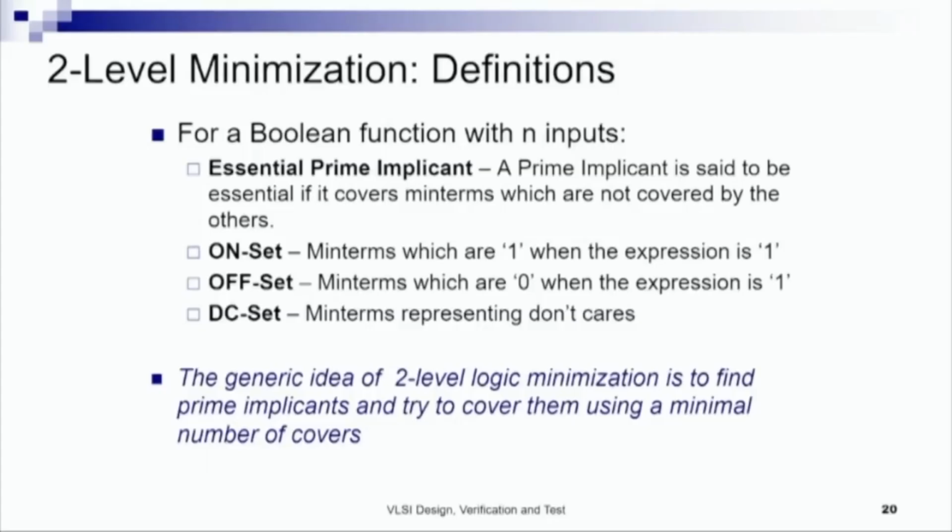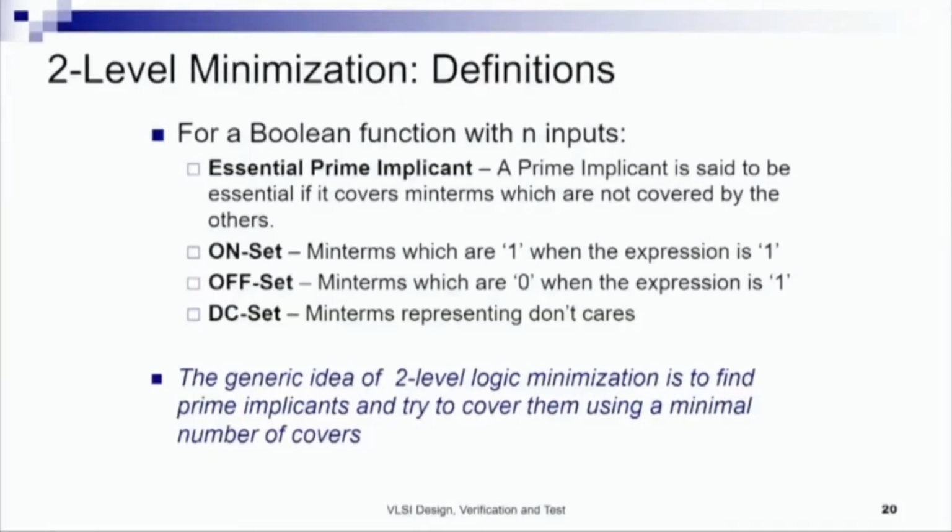Now we come to the definition of an essential prime implicant. A prime implicant is said to be essential if it covers minterms which are not covered by others. Let us consider the Karnaugh map, where we want to cover the set of ones by a set of prime implicants, and we want to have the minimum number of prime implicants. When can we minimize the number of prime implicants? When we have a cover of essential prime implicants only.